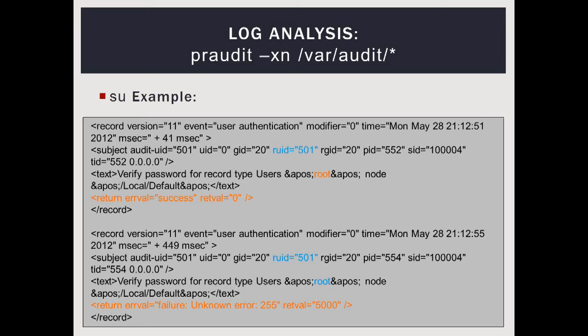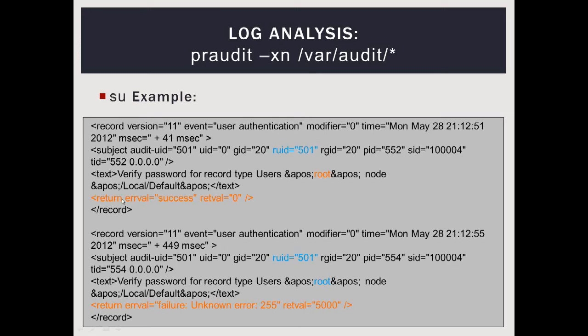So we have an example here. Each one of these is a separate entry. They do use multiple lines for one record entry, so be aware of that. This one is an su, substitute user command. So user 501 was attempting to su to root in this instance.